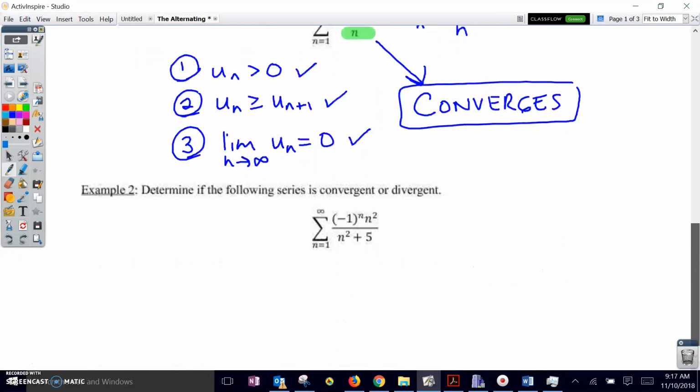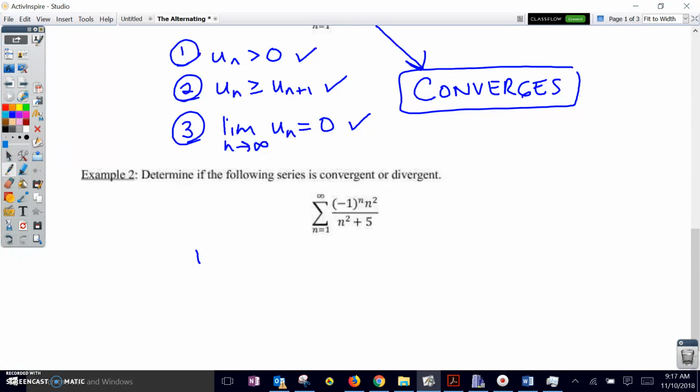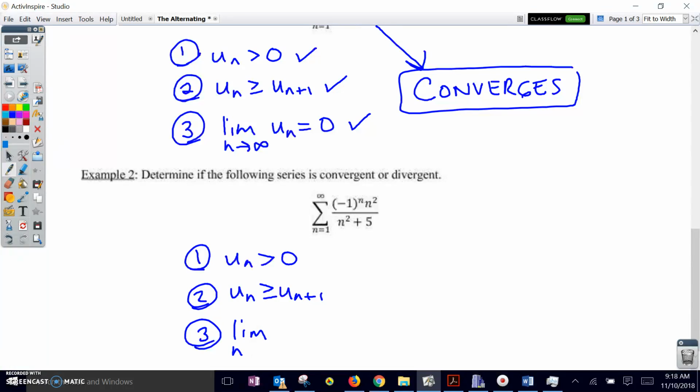Alright, let's go on to example 2. So, and realize we don't necessarily need to do the items from this checklist in order. If we can find that any of them are false, that means that the series diverges. So, go through these thought processes. And so I identify my u sub n. In this case, it's n squared over n squared plus 5.